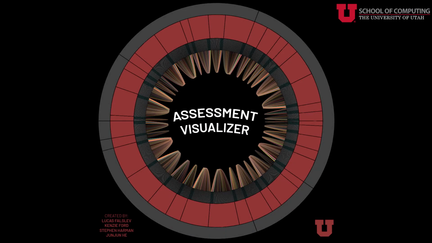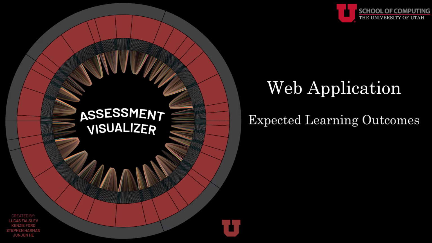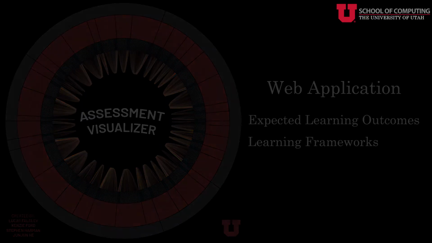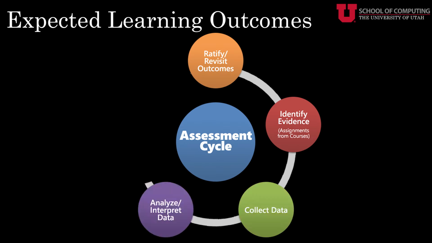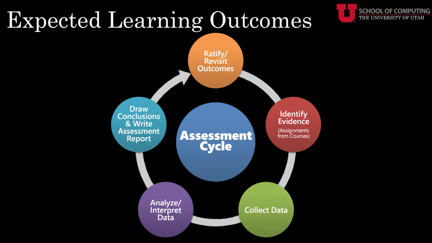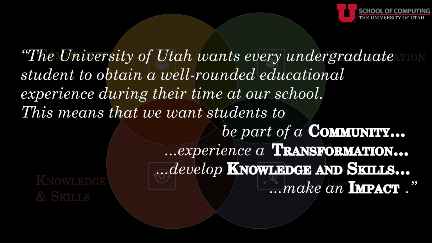The Assessment Visualizer is a web application that shows the state of learning outcomes and learning frameworks within the University of Utah. Learning outcomes are an important metric that is used to document and improve student learning at a department and program level. The newly introduced learning frameworks are part of the continued effort by the Office of Undergraduate Studies to ensure that all students obtain a well-rounded education.